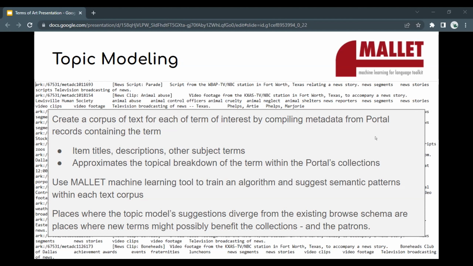Running the algorithm in Mallet gave me 5 groups of words for each of my target browse terms. These 5 parcels were supposed to point to 5 topical nuggets that carried semantic weight within the subset of the portal's collections that shared the targeted browse term. By comparing the results of the topic model against the existing browse schema, I hoped to be able to identify 1 or more topics that had not yet been included in the UNTL-BS.